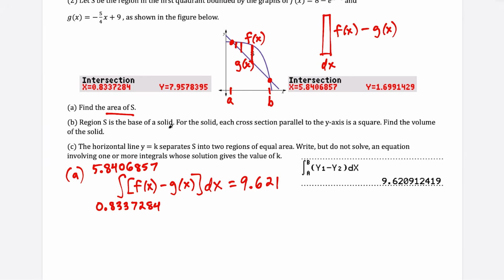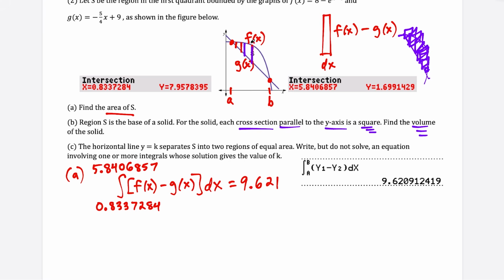Part B, we have region S is the base of a solid, and for the solid, each cross-section parallel to the y-axis is a square. Our goal here is to find the volume of the solid. If we're going parallel to the y-axis with our cross-sections, that means we're dealing with vertical cross-sections. This solid is definitely a little bit tricky to imagine. What I'm imagining is some solid where I'm taking the cross-sections and building them into squares. I did my best to draw region S over here, a little bit tilted, but the solid that we're finding the volume of looks something like this. I can't imagine any sort of solid in the real world that takes this shape, but that's what we're finding the volume of.